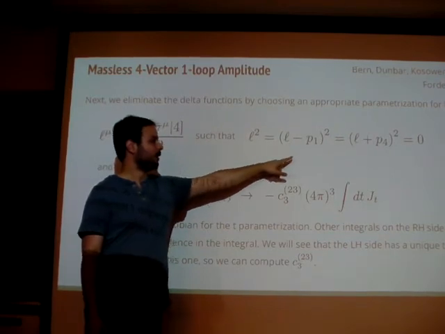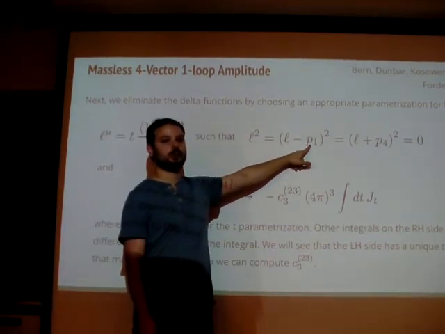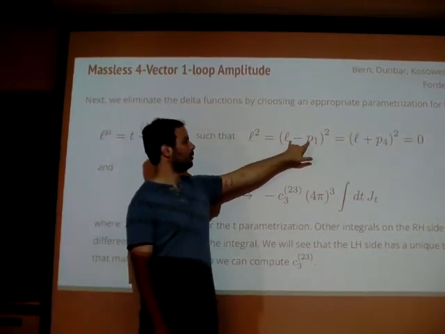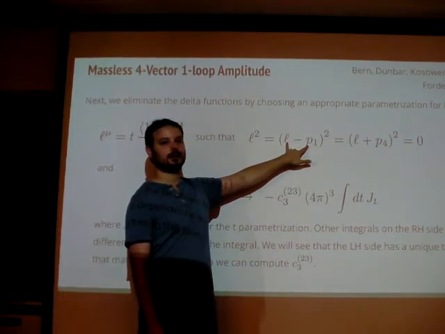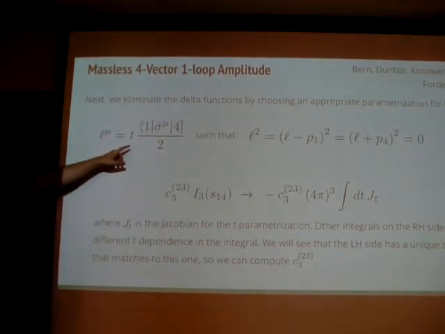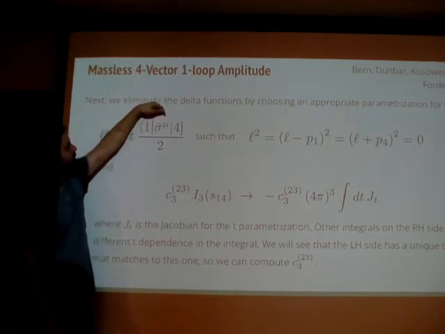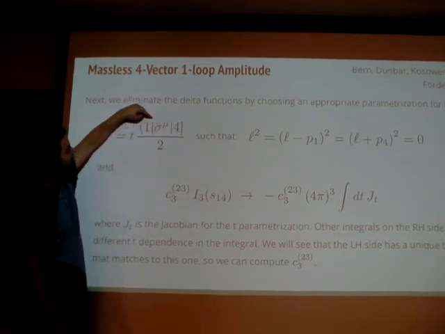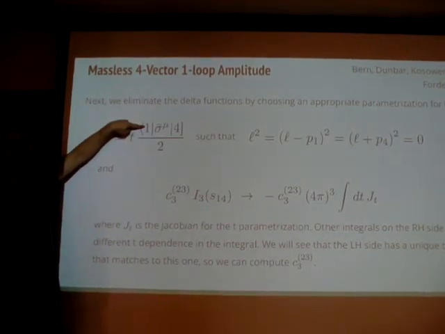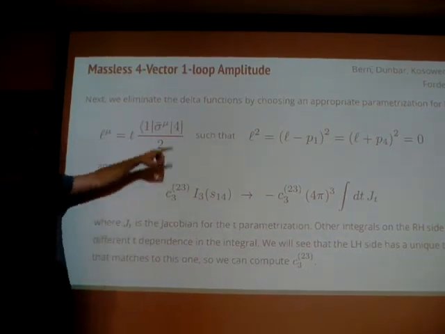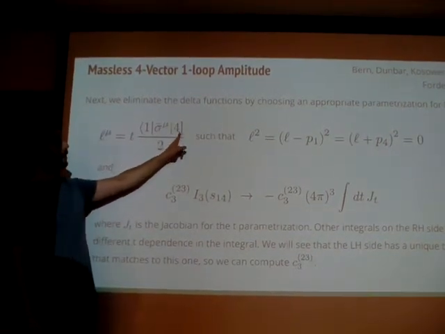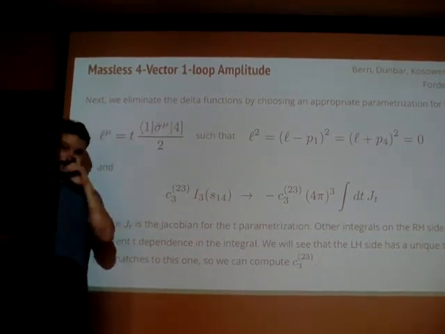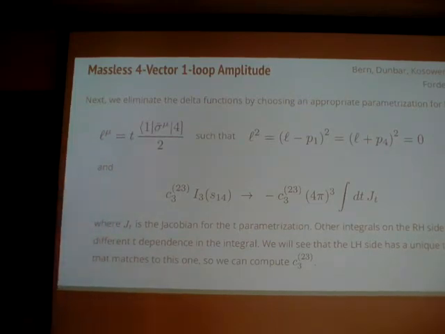Let's look at this. P1 squared is 0 because P1 is a massless momentum. L squared is 0 because we just showed it. All we have to show is that L times P1 is 0. What happens if we multiply L by P1? We're just putting P1 here, and according to the massless Dirac equation, when P1 acts on the spinor 1, it'll just give us 0. And for that exact reason, if I multiply this by P4, P4 is going to act on this 4 and yield a 0. So this is why this parameterization automatically satisfies the cut conditions.